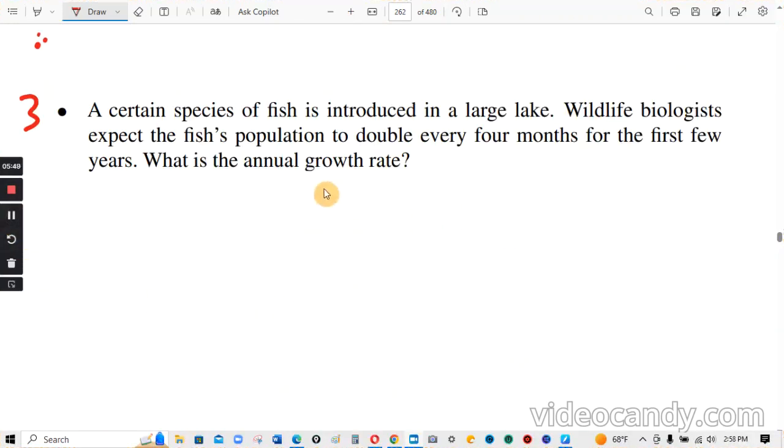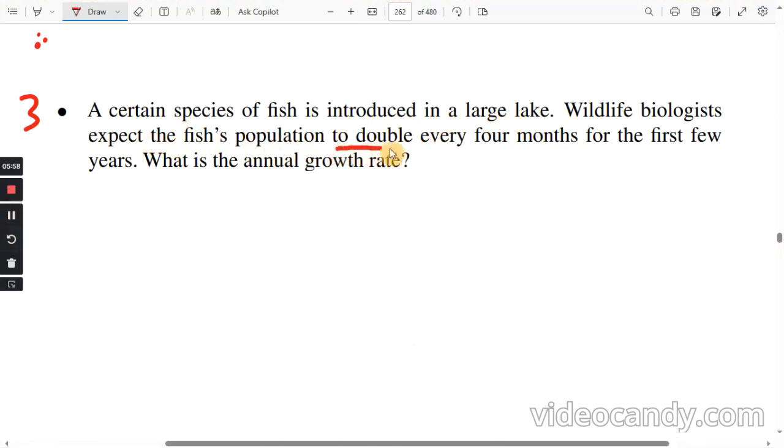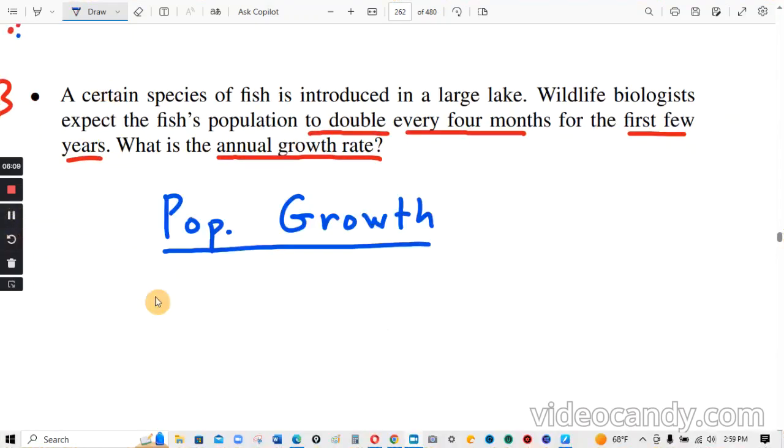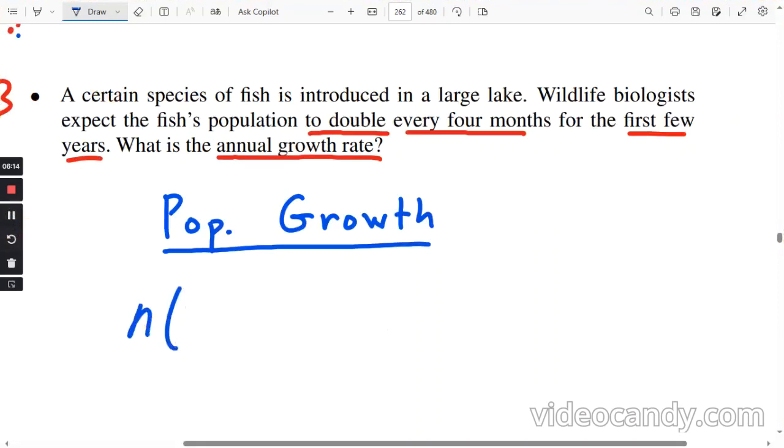Example 3, last one. A certain species of fish is introduced into a large lake. Biologists expect the population to double every 4 months for the first few years. What is the annual growth rate? All right, population growth. So we are still using N of t equals N sub 0 e to the power of rt.